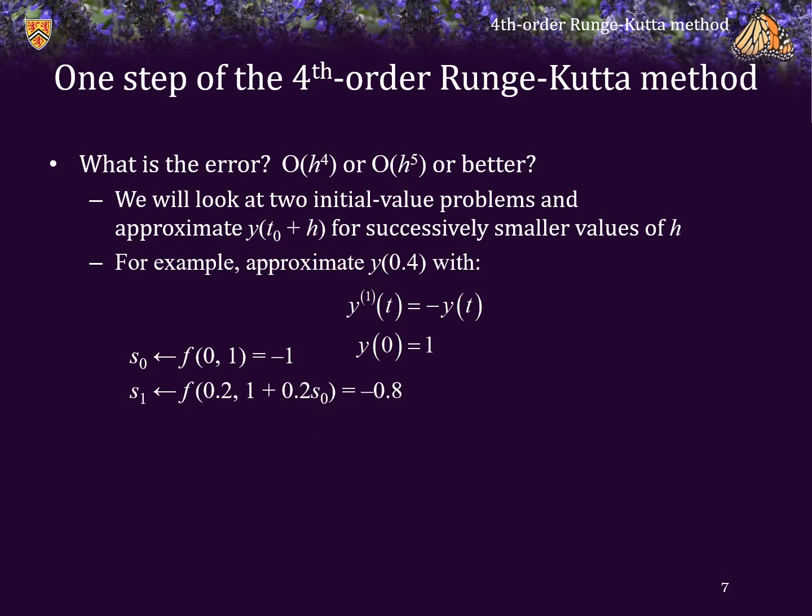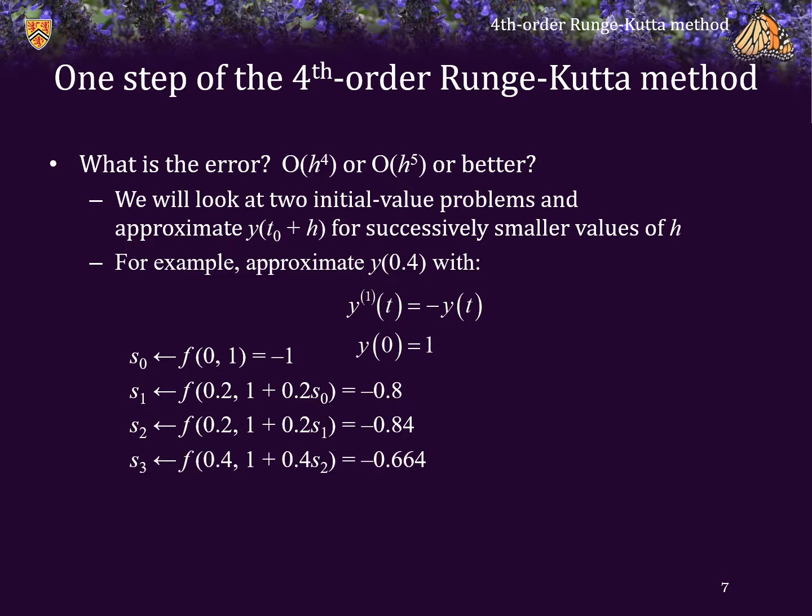Now we calculate the slope at t equals 0.2, and y is equal to 1 plus 0.2 times the previous slope. Well, this gives us a slope of -0.8. Next, we calculate the slope again at t equals 0.2, but now the y value is 1 plus 0.2 times the previous slope, not the first slope. Evaluating the function f here gives us this 3rd slope.